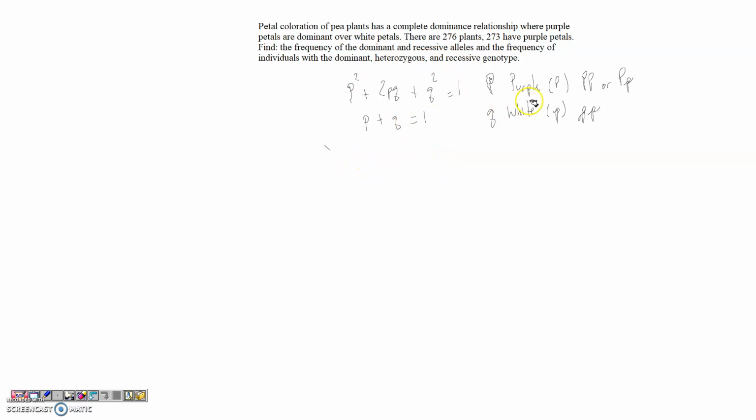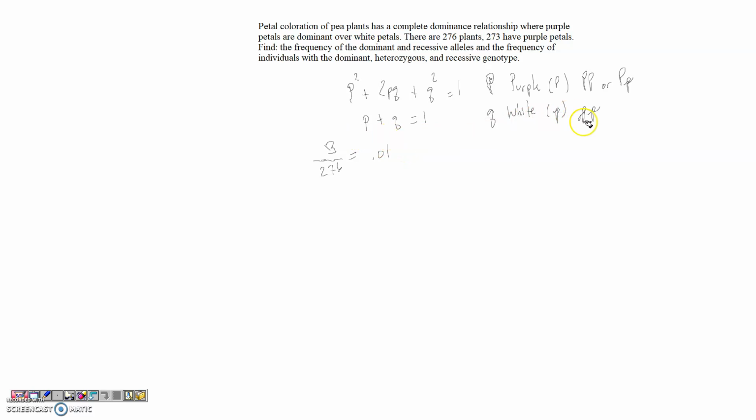And here are our base equations. I've set this up already. Purple is dominant to white, so purple will be P. White will be Q. The two genotypes for purple are capital P capital P, or capital P lowercase p. And then white can only be lowercase p lowercase p. Notice in this question, they don't tell us how many white there are, but we can easily figure that out by subtracting how many are purple from the total. The only remaining ones will be white. That gives you 3. So you have 3 total out of 276, and that is going to be 0.01.